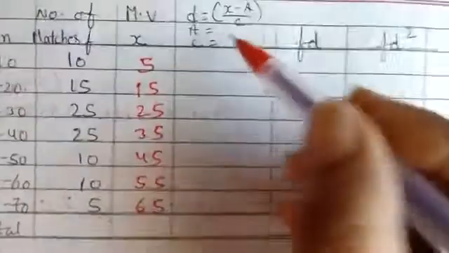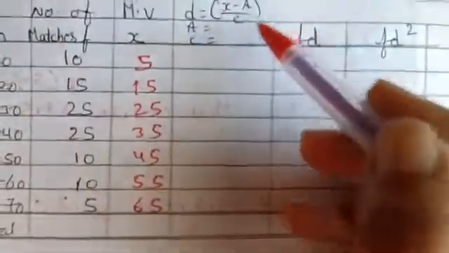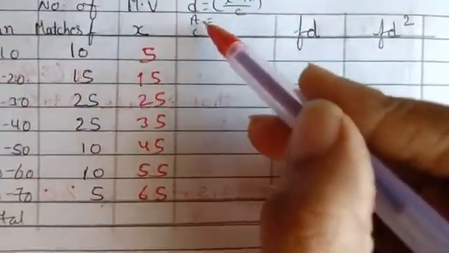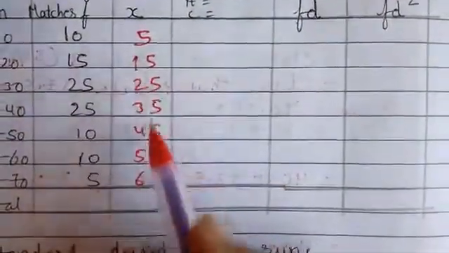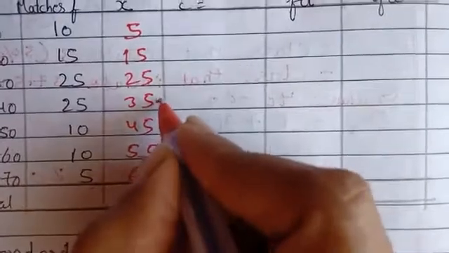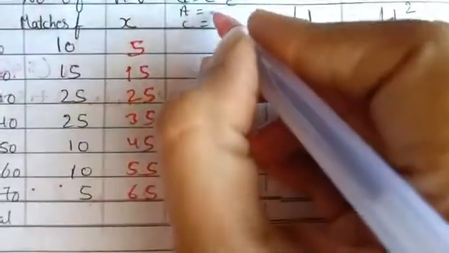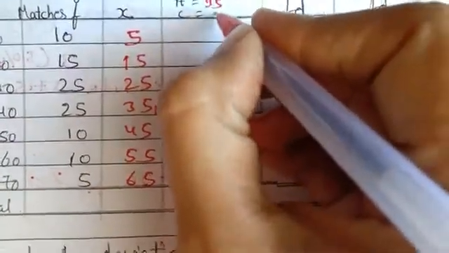Now here we will find out D, the deviation, that is x minus a upon c. A is our assumed mean, which we can assume from the x column. Any value we can take, so I am assuming 35. C is 10.